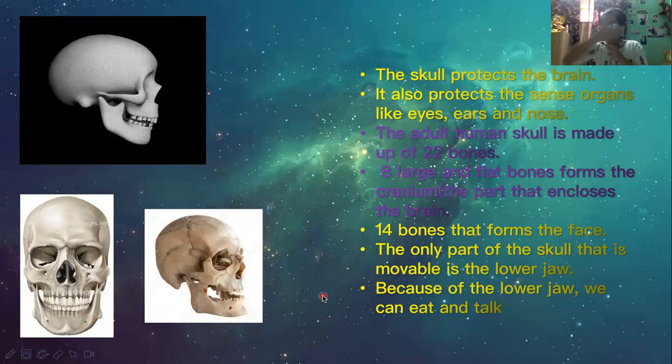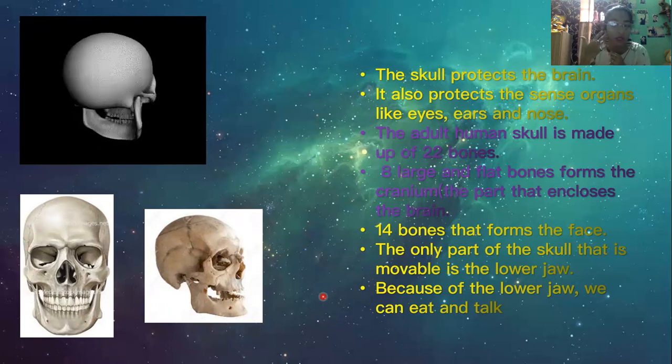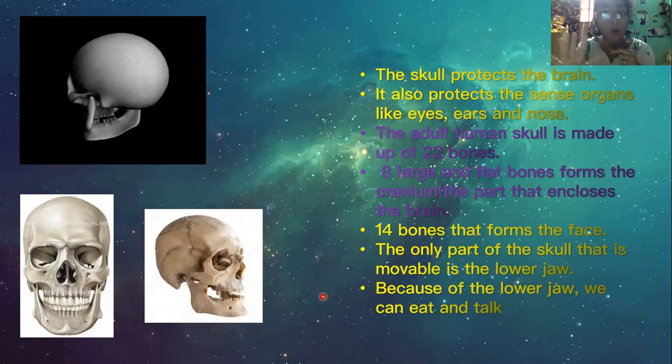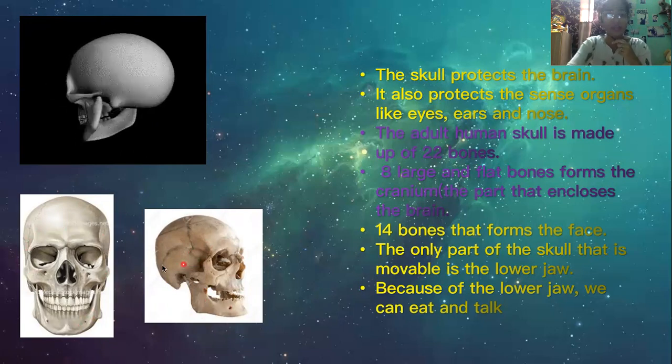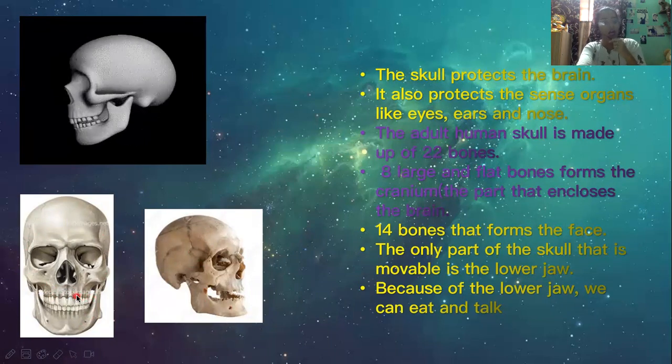Now all parts of the skull are immovable. None of the parts of the skull is movable except the lower jaw. Look at me when I'm talking. Is my upper jaw movable? No, the upper jaw is always fixed. If you look at the picture I'm showing you, this part of the jaw is fixed. This is the upper jaw.